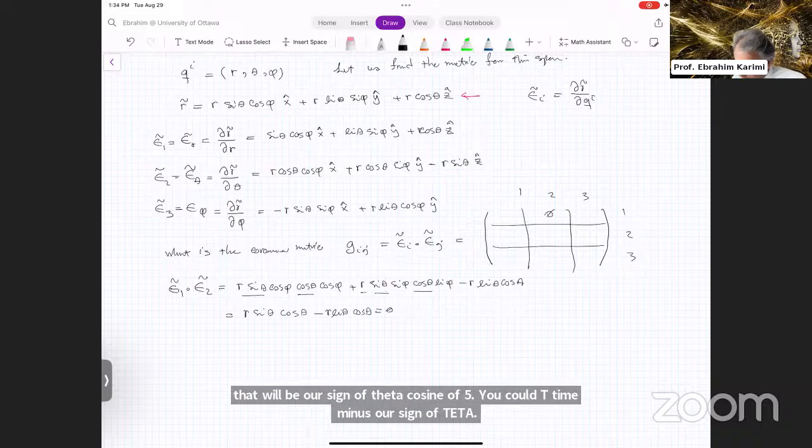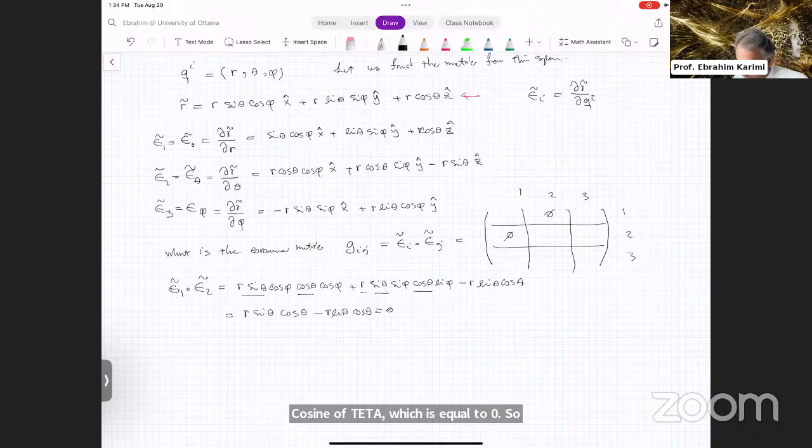So that term is 0, it is symmetric, so the other one also is 0. This one is 0, this one also is 0, this one is 0, this one is 0. So the first term, epsilon 1 dot epsilon 1, the result is 1. Epsilon 2 dot epsilon 2 will be R square.